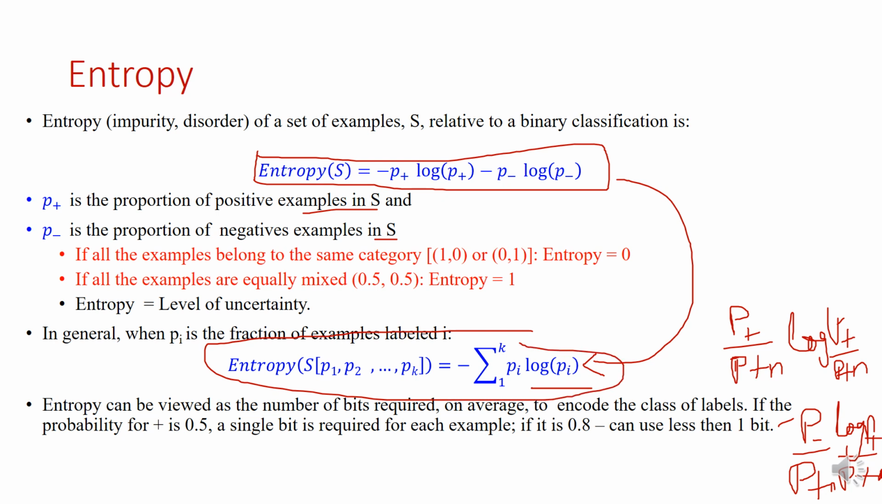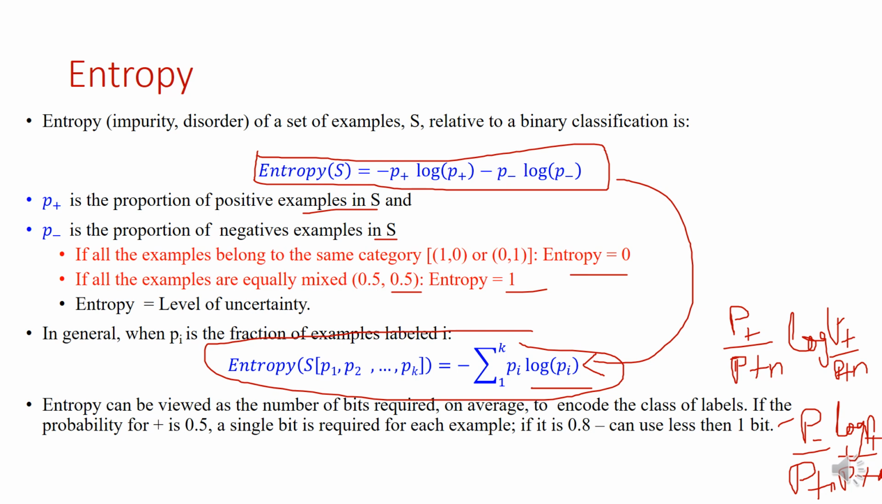Okay guys, if all the examples belong to the same category, in a binary classifier it can be 1 0 or 0 1. If all the samples belong to either class 0 or class 1, then the entropy will be 0. If all the examples are equally mixed, that is, 50% of samples belong to class 1 and 50% belong to class 2, then the entropy will be 1. Entropy is equal to the level of uncertainty, the level of impurity.